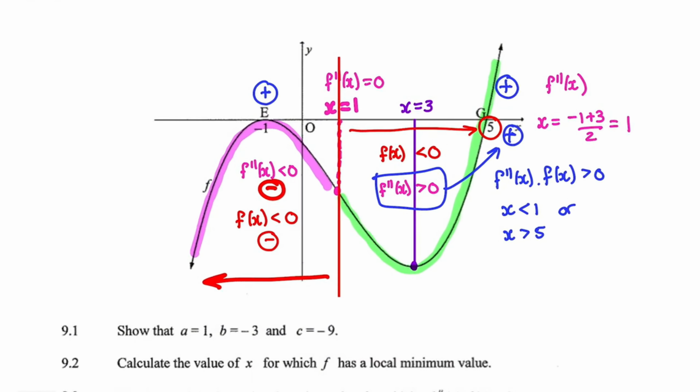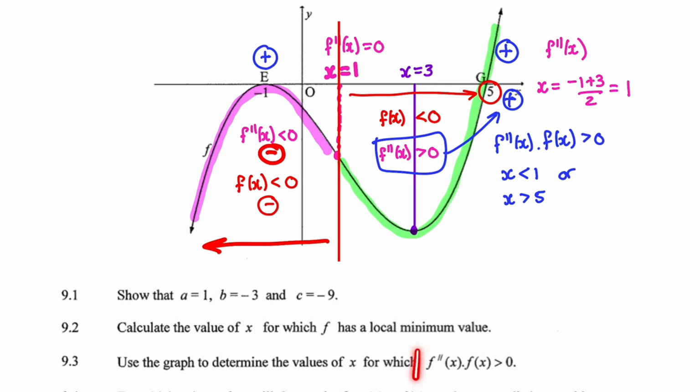So for question 9.3, the second derivative times the function is bigger than 0 for x smaller than 1 or for x bigger than 5.